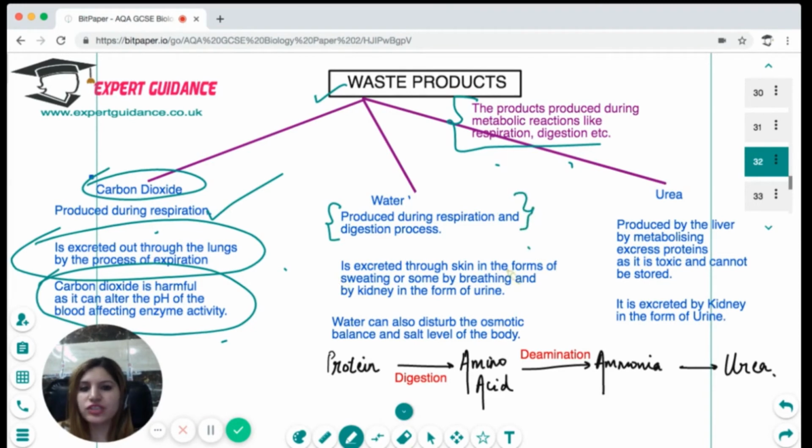It is excreted through the skin in the form of sweating or breathing, or through the kidneys in the form of urine. Water can also disturb the osmotic balance and salt levels. So it is very important that the level of water is also maintained in the body.